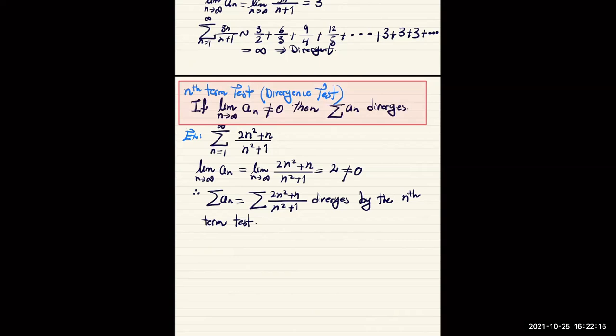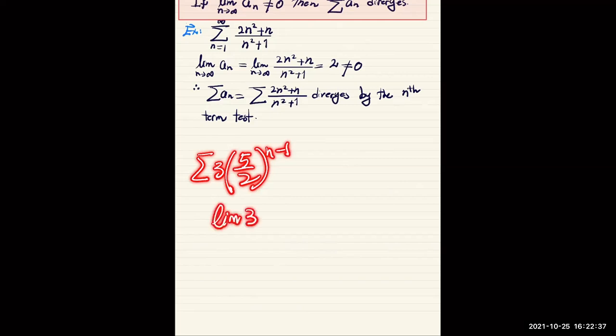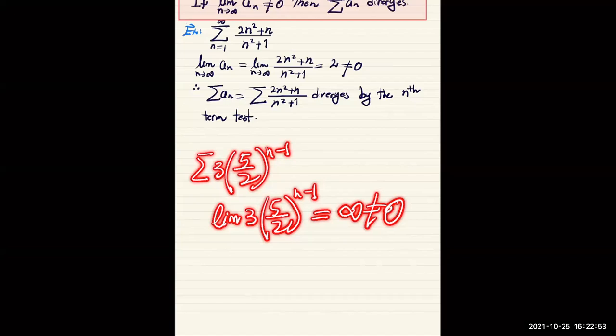I have a quick question. Can this be applied to a geometric series or no? Yes, it can be. If you have a geometric series, like let's say 3 times 5 over 2 to the power of n minus 1, when you take the limit of the nth term, this limit is equal to infinity because 5 over 2 to the n gets bigger and bigger, right? And that's not equal to 0, so the series is divergent.